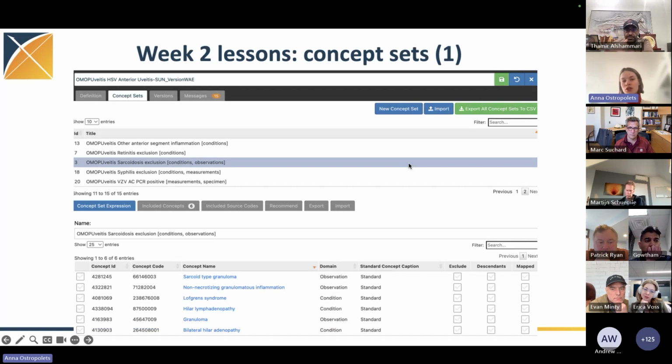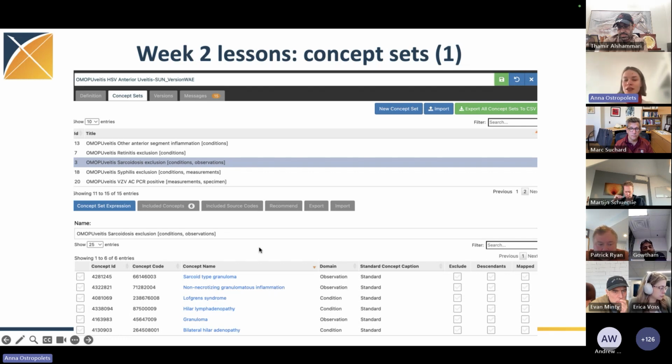And before we go into some numbers, we first want to share a couple of lessons from week 2. And there are more lessons, but we wanted to focus on a couple of them. So the first lesson was that when you work on the concept sets, you want to check the included concepts and you want to look at the recommendations. For example, what you see in front of you is the concept set for sarcoidosis that was created a week ago. And if you look at the concept set expression on the bottom, you see that there are 6 terms without descendants, such as sarcoid type granulomas, no necrotizing granulomatosis inflammation, and so on and so forth.